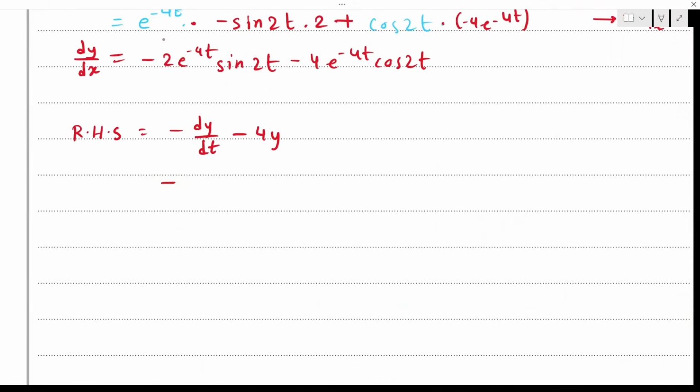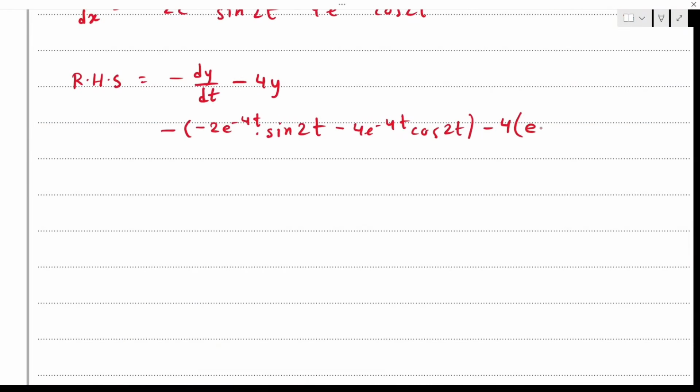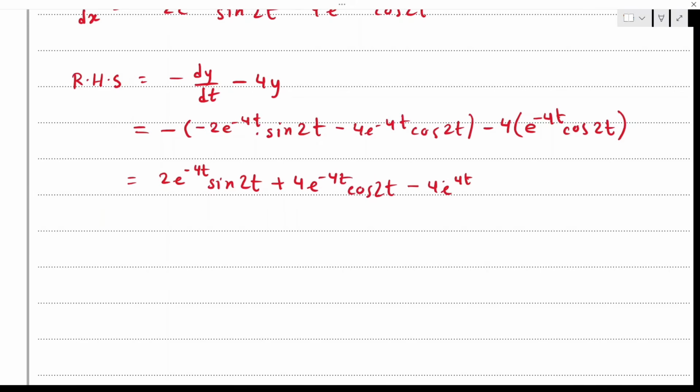So this will now be equal to minus dy/dt, which is this expression, minus 2 e to the power of minus 4t sine 2t minus 4 e to the power of minus 4t cos 2t, and minus 4y. We know that y is equal to e to the power of minus 4t cos 2t from our equation. Upon further simplifying, I can expand the brackets, and this will give us positive 2 e to the power of minus 4t sine 2t, plus 4 e to the power of minus 4t cos 2t, minus 4 e to the power of minus 4t cos 2t.